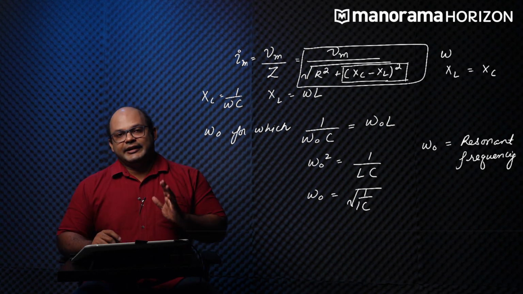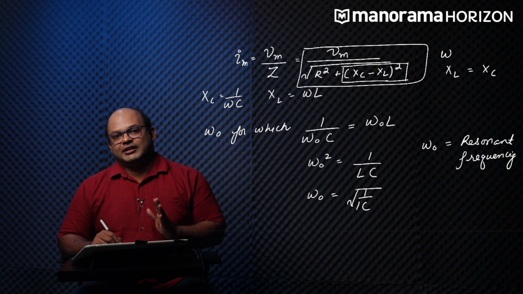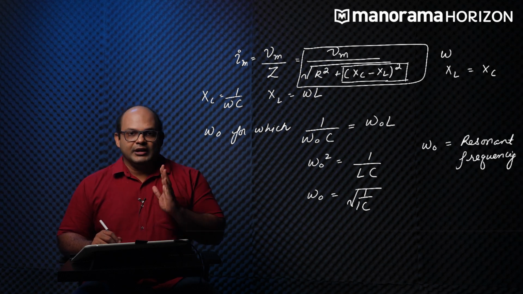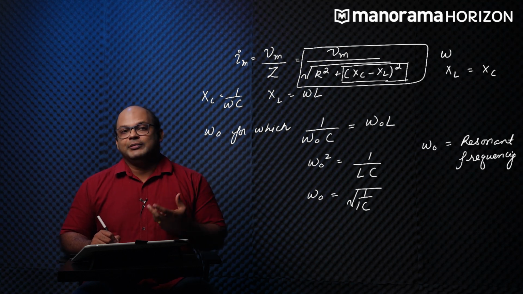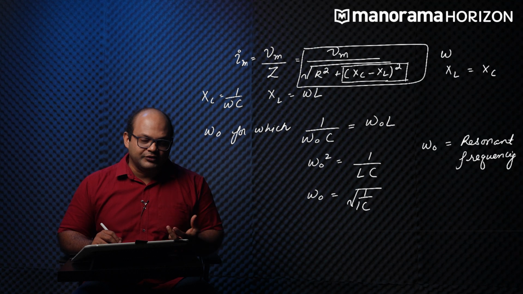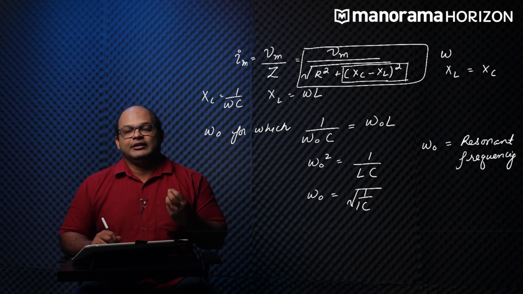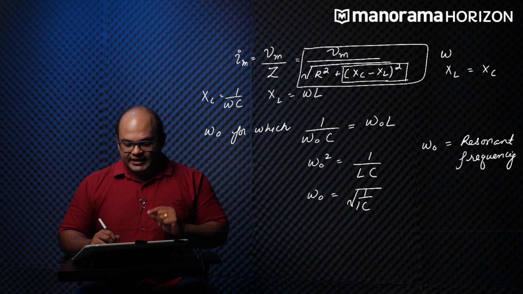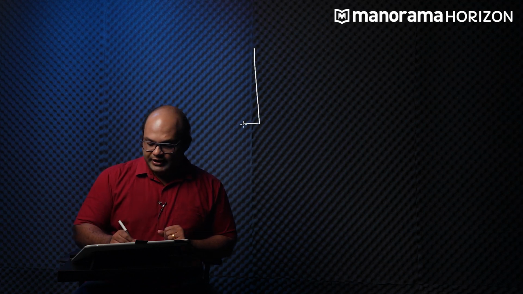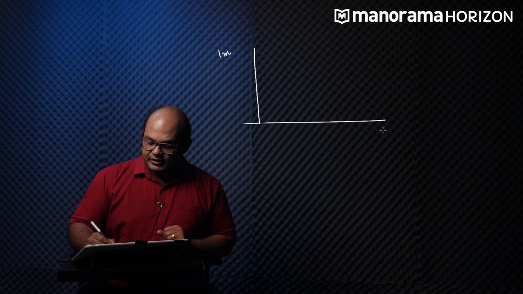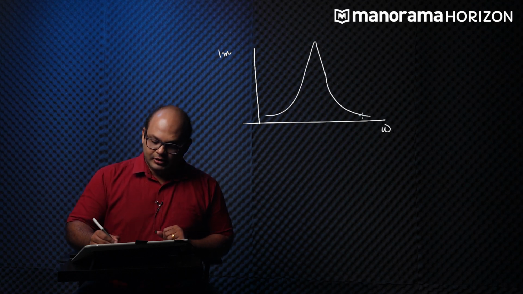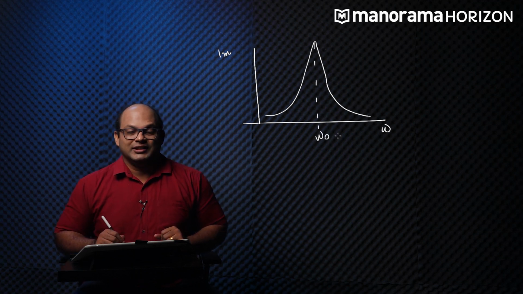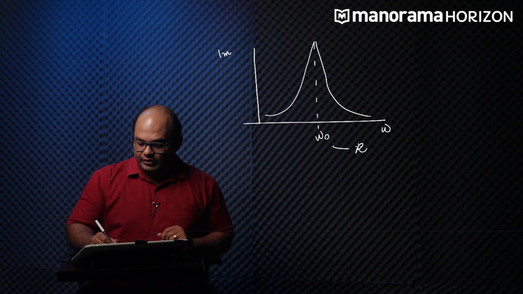What this means is that for a given circuit containing a definite value of the inductor and a definite value of capacitor, there will be a particular frequency omega naught at which the value of Im, that is the current, will be maximized, because at that value of frequency, the reactances of the capacitor and inductor cancel each other out. We can see this graphically. If we were to plot the magnitude of the current as a function of frequency, we would notice that the current peaks for a particular value of frequency, which we define as omega naught. This is the resonant frequency of the system.